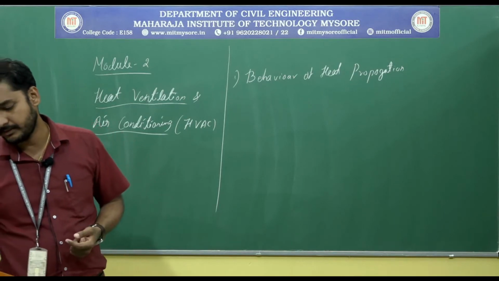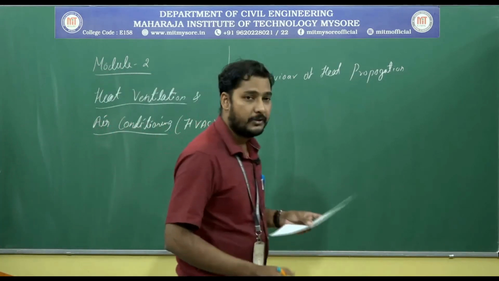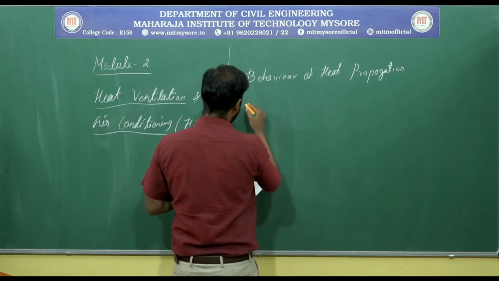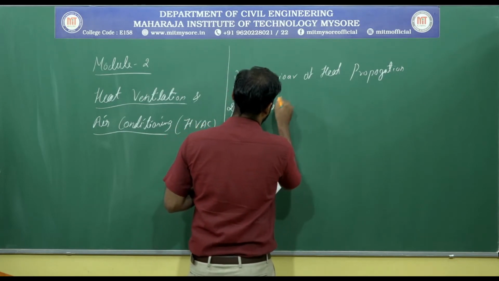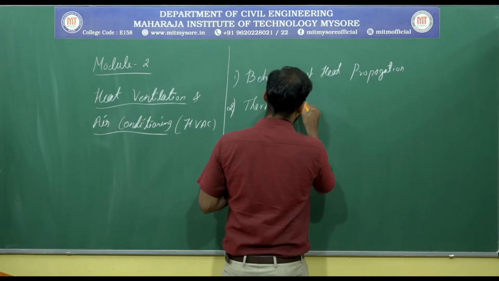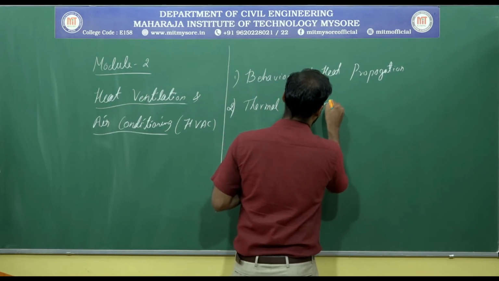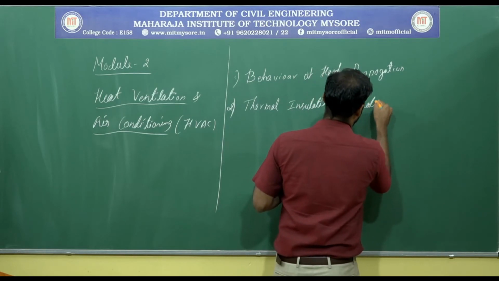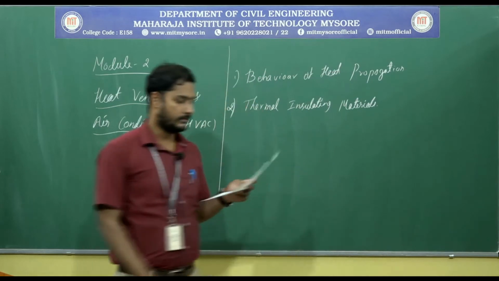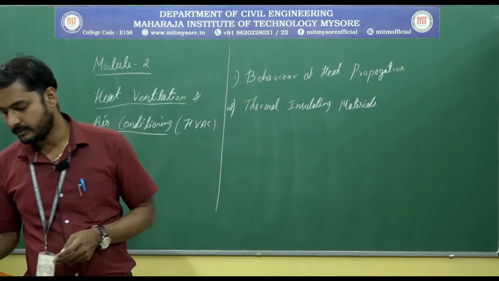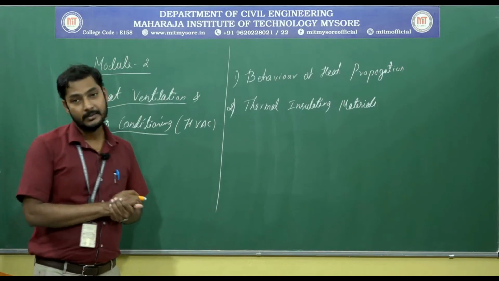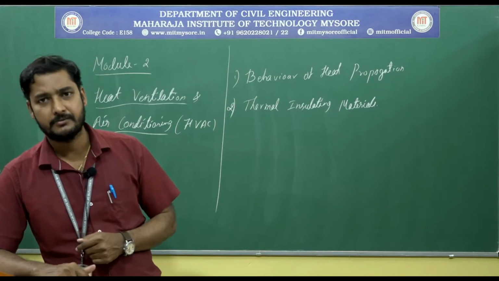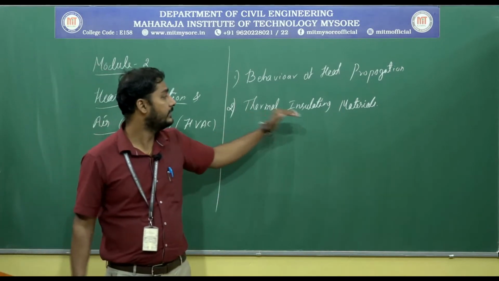Then the second point in the HVAC system is thermal insulating materials, and their coefficients. Now we have discussed the behavior of how heat is liberated. So now we need to concentrate on thermal insulating materials.